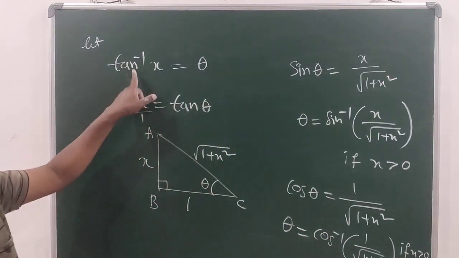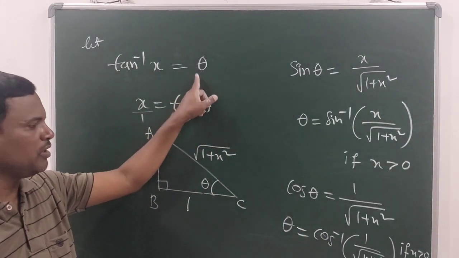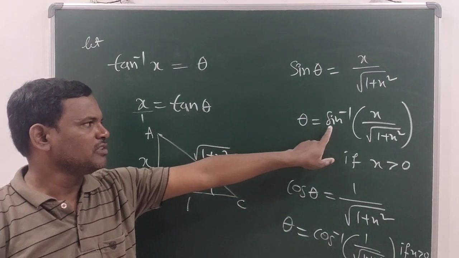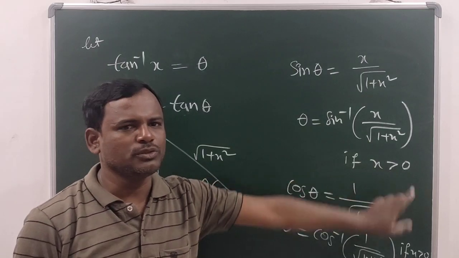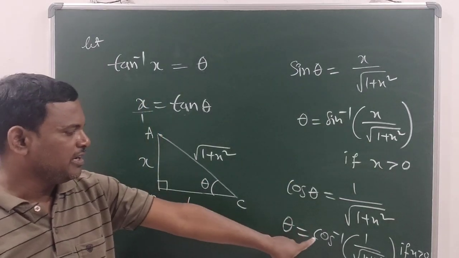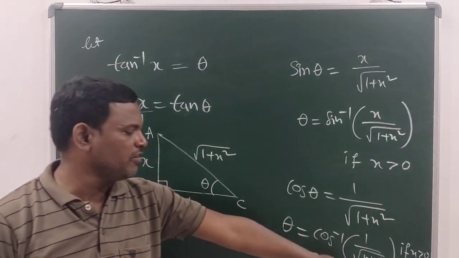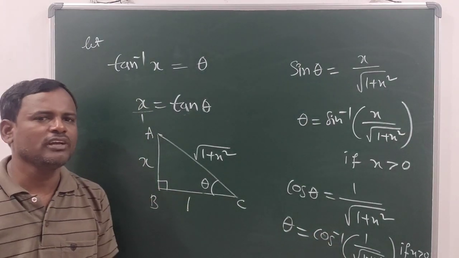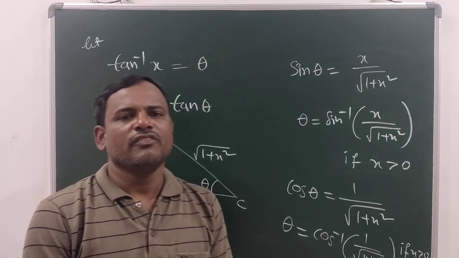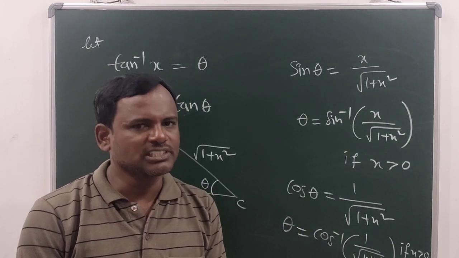Okay. So tan inverse of x equal to theta you got. Theta how much you got here? Sin inverse of x by root 1 plus x square when x is a positive real number, and in terms of cos inverse, 1 by root 1 plus x square if x is positive. Okay. So these are the first set of formulas of this class.